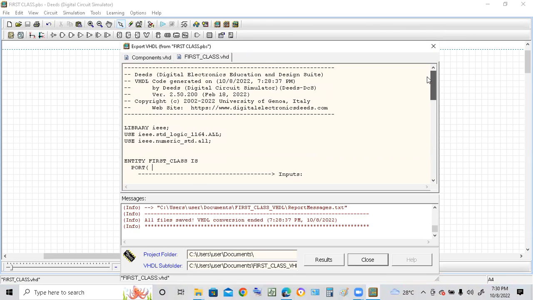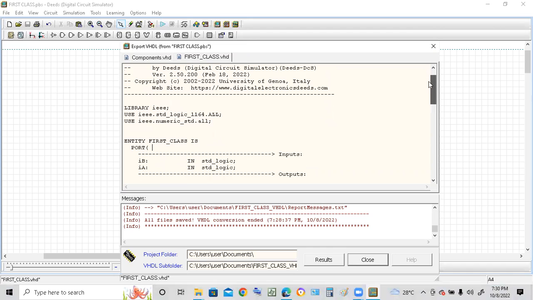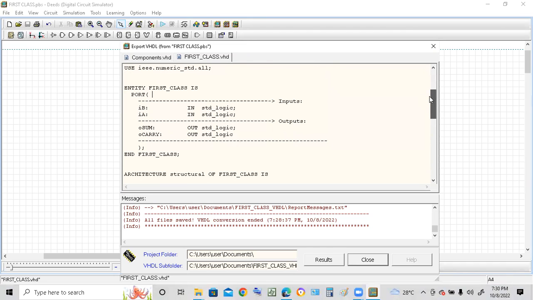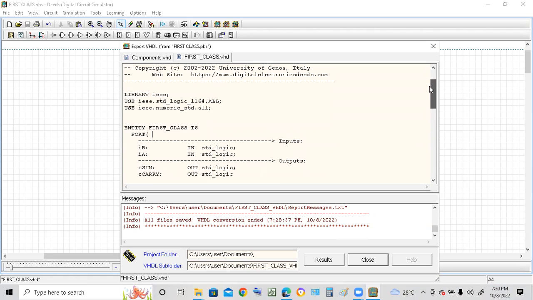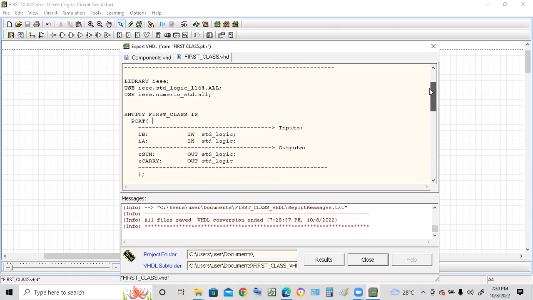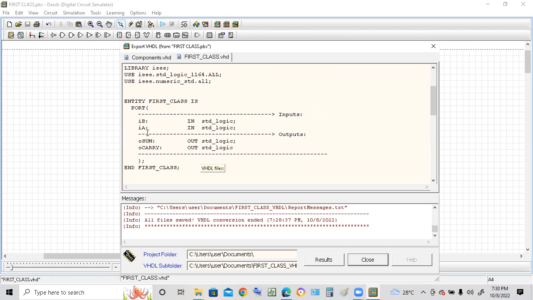I'm just going back up here. So, port, entity. So two in and we have sum and carry, two out. Right? So this is entity.